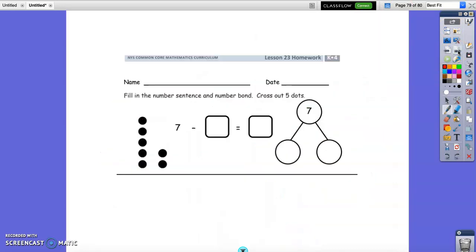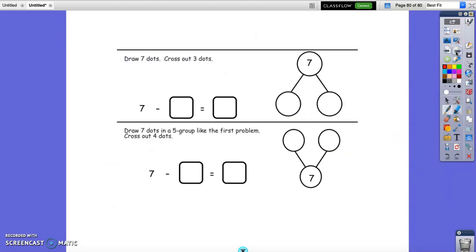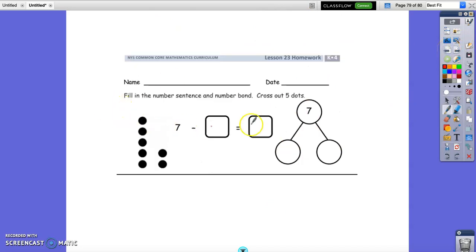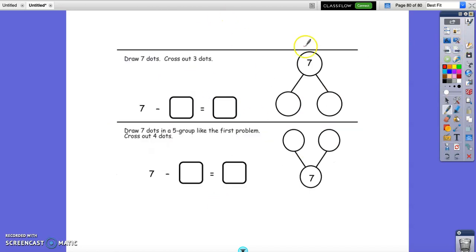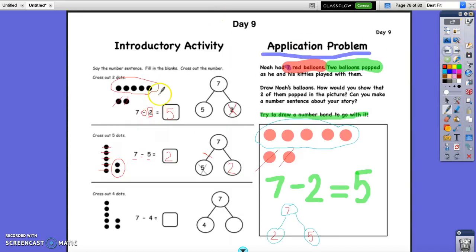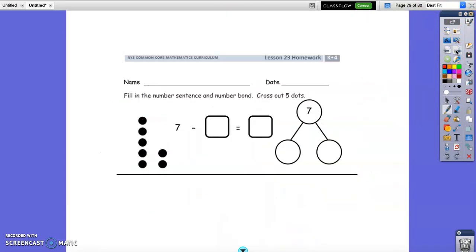All right. You have finished the others, so now we're going to start our problems. These 2 problems are going to be for you to do by yourself. I'm not going to help you do them. I'm going to do this problem up here because the way we do this problem is the way you're going to do this problem. And it's also how we've done all of these, okay? So we're going to do one together. Fill in the number sentence and number bond. So this is our number sentence. This is a number bond, okay?